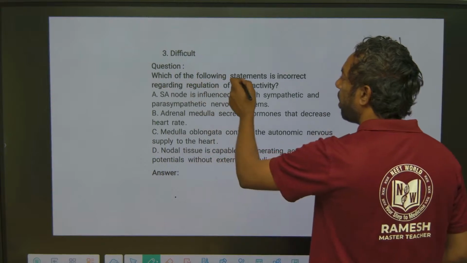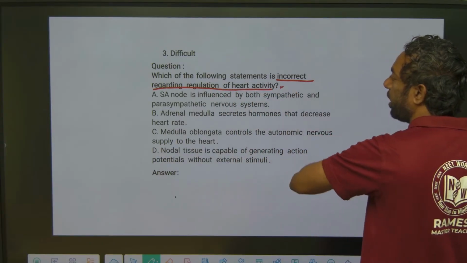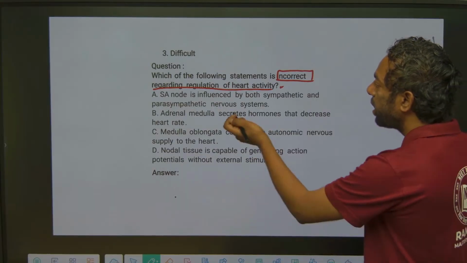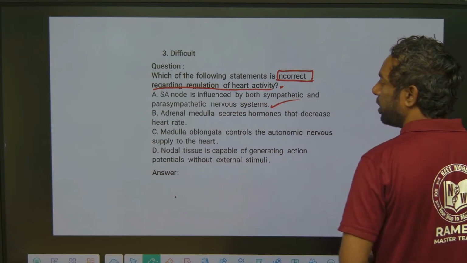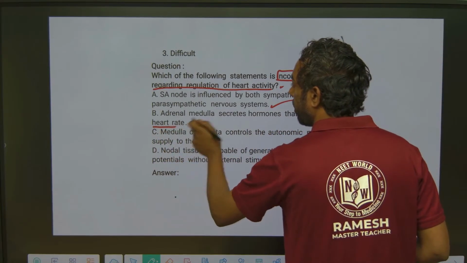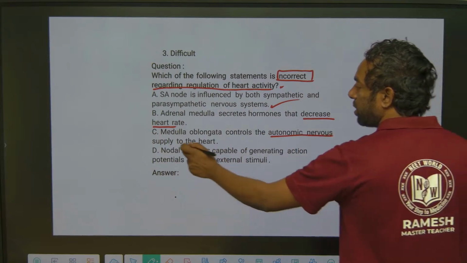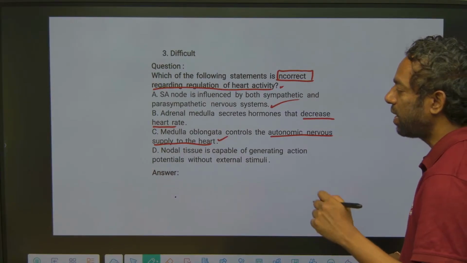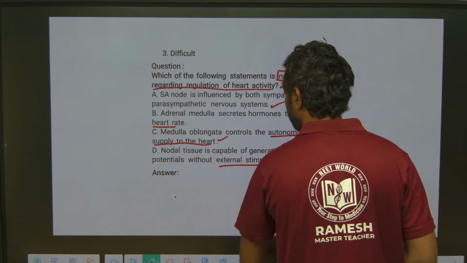Which of the following statements is incorrect regarding the regulation of heart activity? Incorrect is the keyword here, you have to observe this. SA node is influenced by both the sympathetic and parasympathetic nervous system. Adrenal medulla secretes a hormone that decreases heart rate. Medulla oblongata controls the autonomic nervous system that supplies the heart. Nodal tissue is capable of generating action potentials without external stimuli.